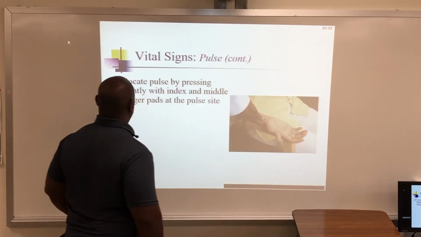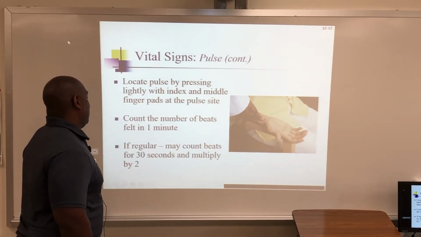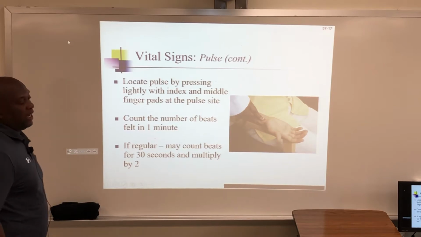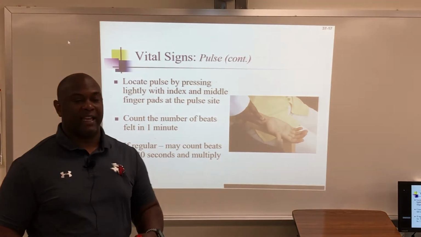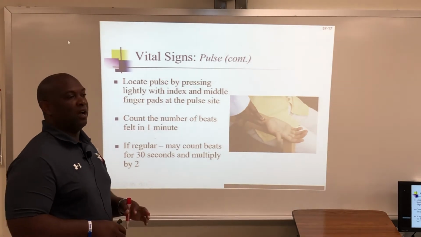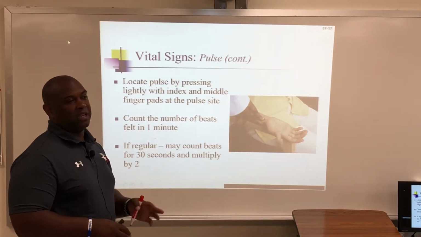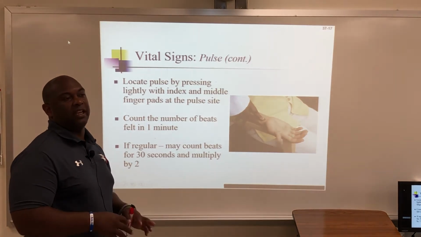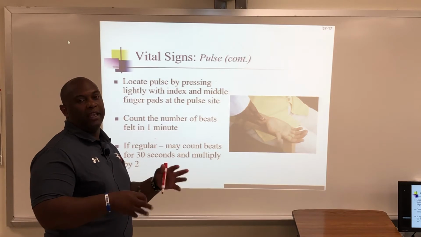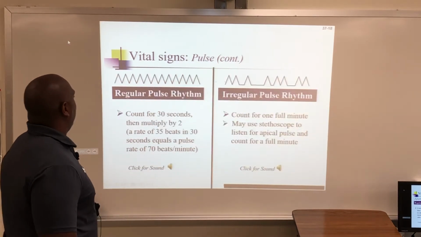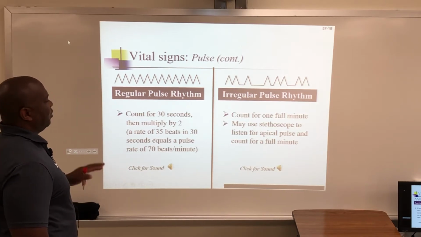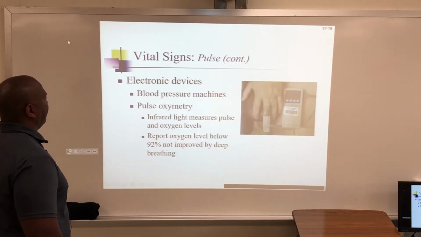Let's move on. If irregular, may count beats for 30 seconds and multiply by 2. Okay? We haven't gotten to that yet, but heartbeats can be thready. They can be a lot of things, and sometimes you have to do 30 seconds just to get a more accurate count of how many beats there are in the minute. Okay? All right. We're going to come back to regular and irregular pulse, okay?